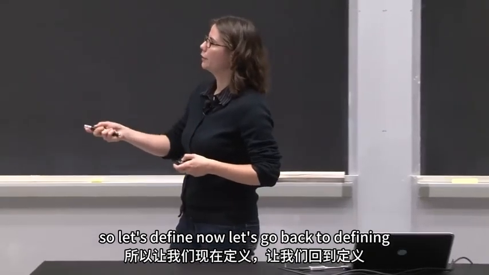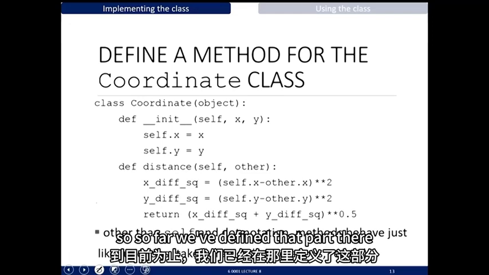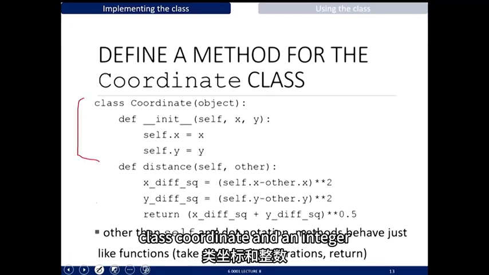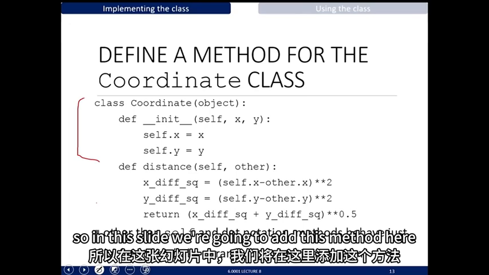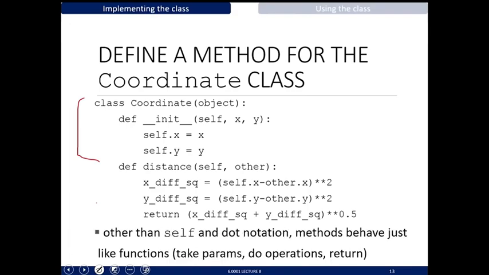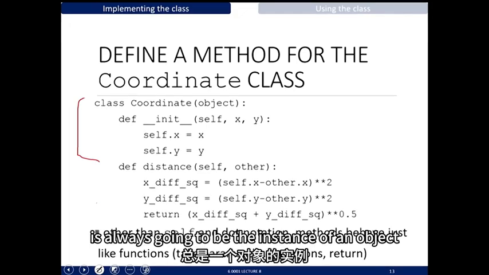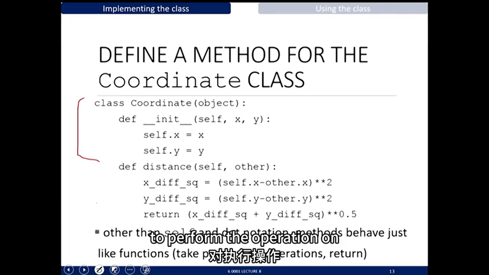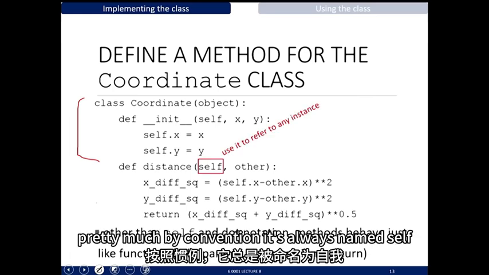So let's go back to defining our coordinate class, and let's define a method for it. So far, we've defined class coordinate and an init. So in this slide, we're going to add this method here. I'm going to define a method called distance, and I'm going to pass in 2 parameters. Remember, self, the first parameter, is always going to be the instance of an object that you're going to perform the operation on. By convention, it's always named self.